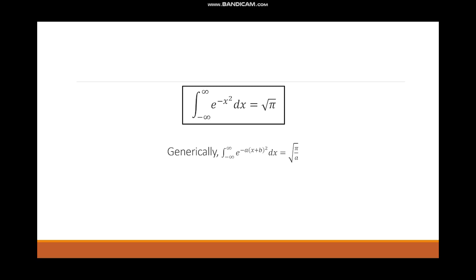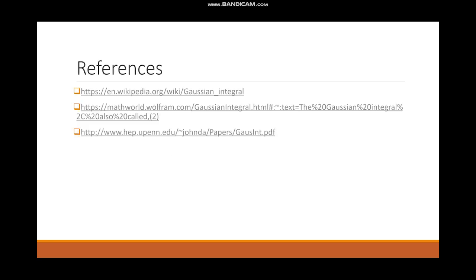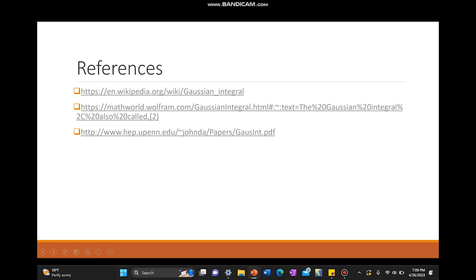And generically, if we were to repeat this calculation with some arbitrary parameter values a and b, we would see that the profile of a general Gaussian function is e to the minus a times x plus b squared. If we integrate that from minus infinity to infinity, we get the square root of pi over a. So this is sort of a generalization of the result we just derived for the a equals 1 and b equals 0 case. And that completes our evaluation of the Gaussian integral.